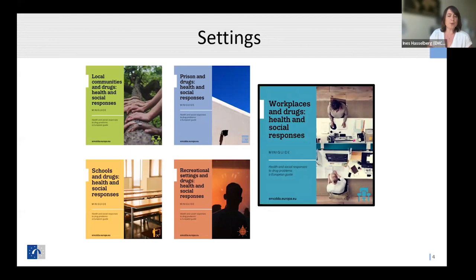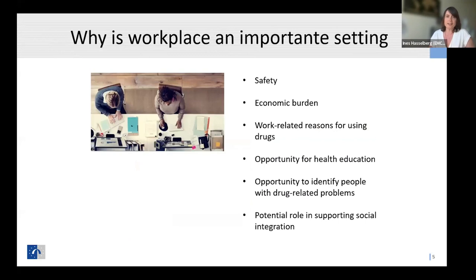Now, why is the workplace an important setting? The workplace is an important setting to consider, and this is why we've included it in the guide, for several reasons. So perhaps the most obvious that we always think about is safety. Bus drivers or people operating heavy machinery, etc., may pose a risk to themselves or to others if they are intoxicated while working. But accidents and injuries apart, drug use may also increase absenteeism or inappropriate behavior at a workplace. It can impose an economic burden on employees, the government, and society.